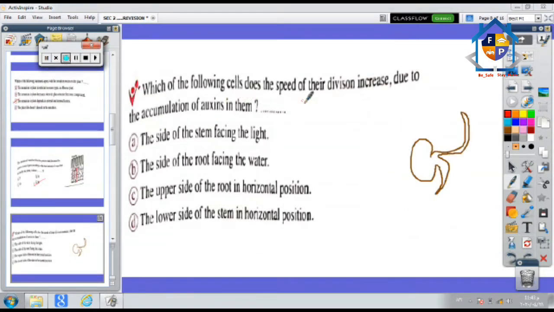Which of the following cells does the speed of their division increase due to the accumulation of auxins in them? The side of the stem facing the light, or the side of the root facing the water, or the upper side of the stem in horizontal position, or the lower side of the stem in horizontal position. This lower part of the stem rises up as it shows positive phototropism, due to the increased amount of auxin in the lower part. Yes, it increases in the lower side of the stem.